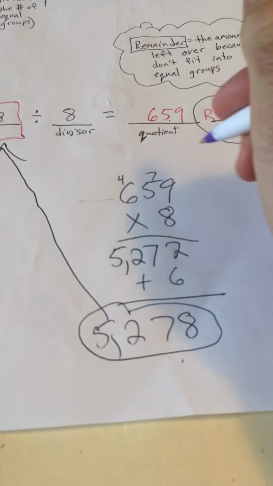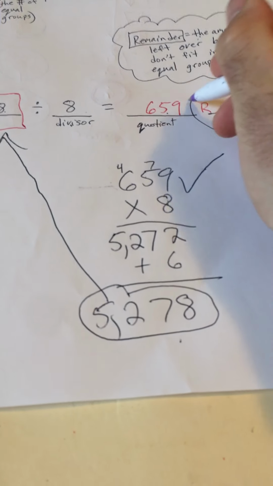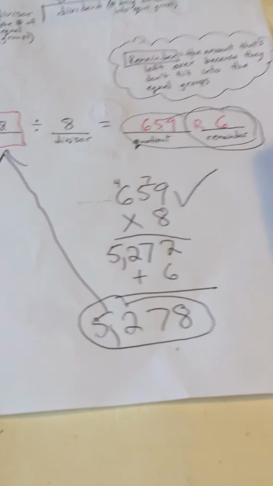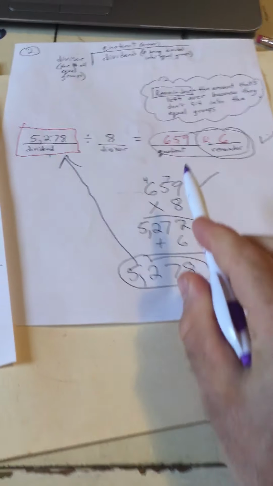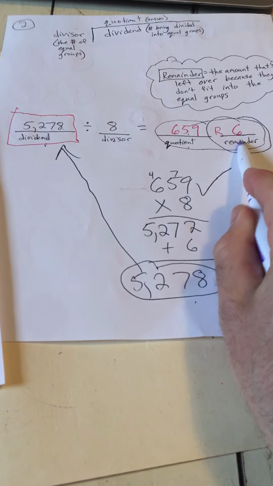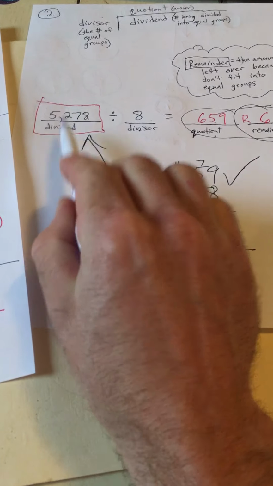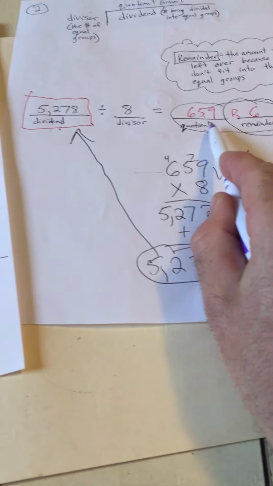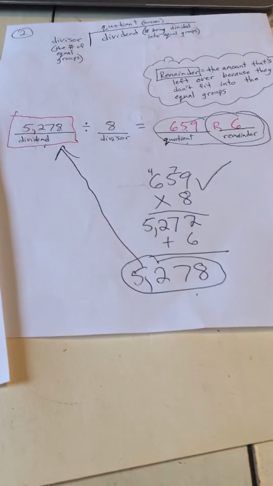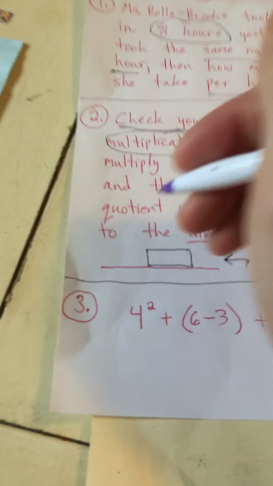So that is telling us that our quotient and our remainder here, 659 remainder 6, is correct. Since we multiplied the quotient times the divisor, we added the remaining ones, the remainder, and it got us right back to where we started. Just like division and multiplication, if you work backwards, they are opposites, so you can work backwards and check your work. So I'm just going to check this box.